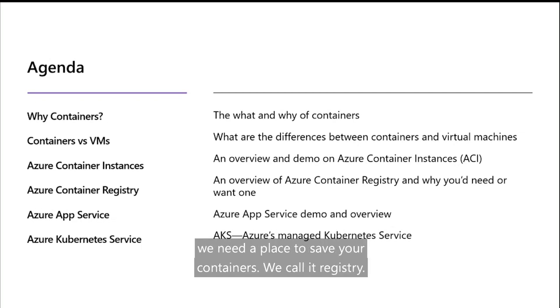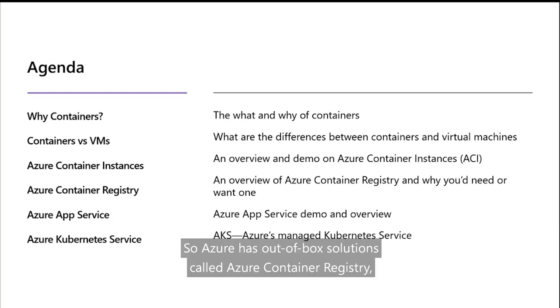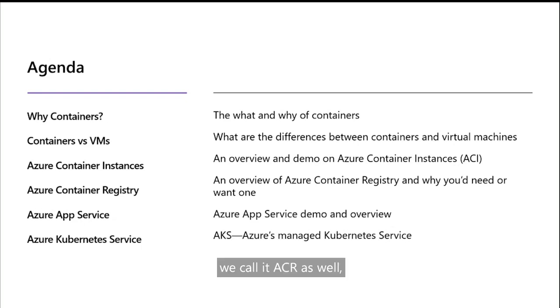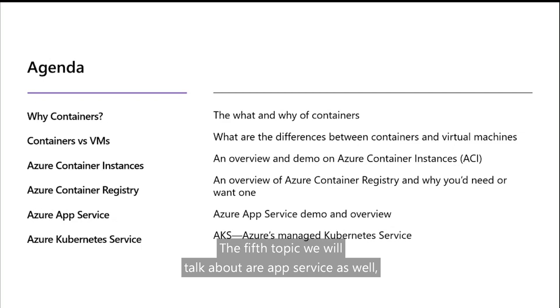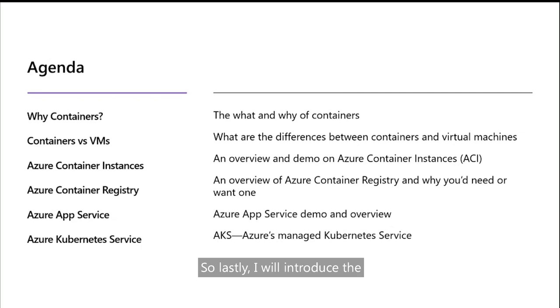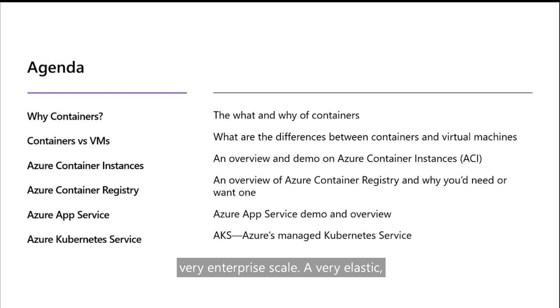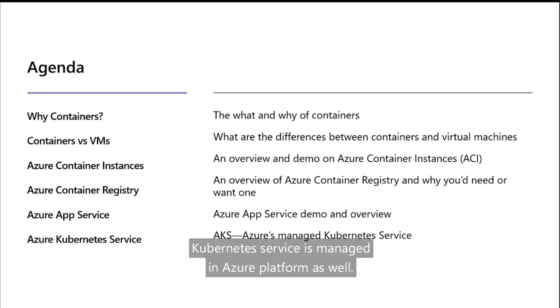Secondly, we need a place to save your containers. We call it a registry. Azure has an out-of-the-box solution called Azure Container Registry, or ACR, to give you a space to save your containers. The fifth topic is App Service, which is also an offering that gives you an option to host containers. Lastly, I will introduce Azure Kubernetes Service. This is a managed Kubernetes service in Azure to help you deploy very enterprise-scale, very elastic Kubernetes clusters on the Azure platform.